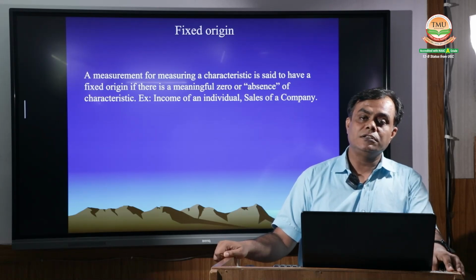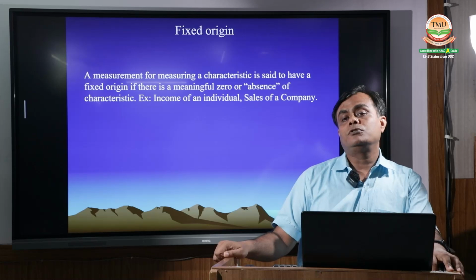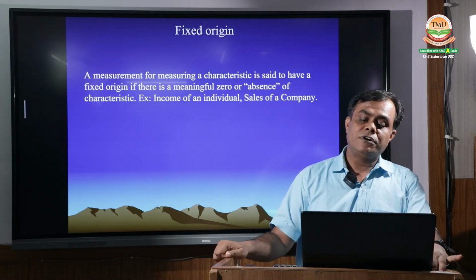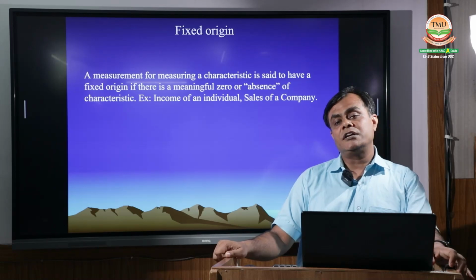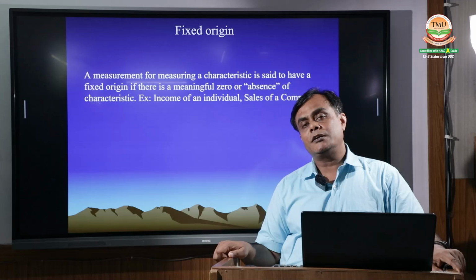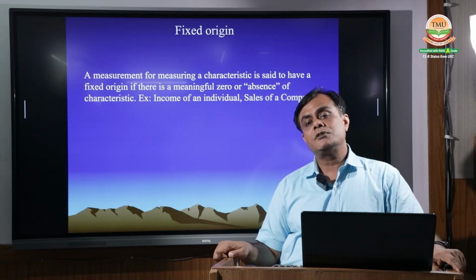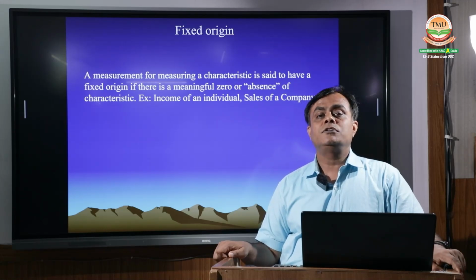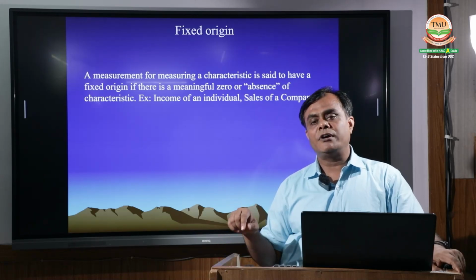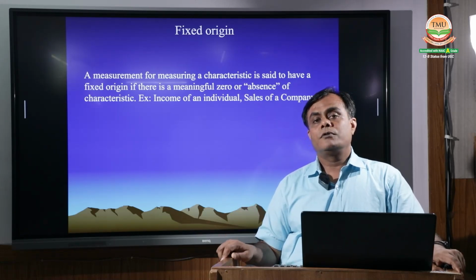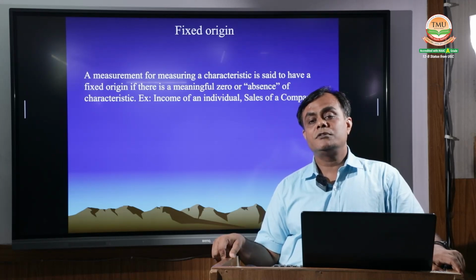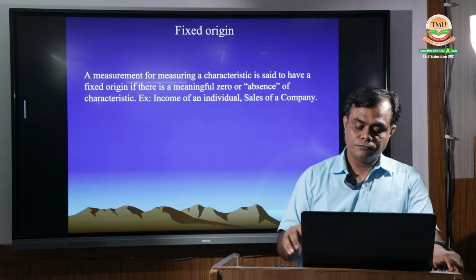So when you are starting the magnitude from 0 or from the absence, that is called a fixed origin, and after that if you are doing any origin, that is not called a fixed origin. In a graph also you can see that the origin of that graph starts with the 0, so that is also called the fixed origin. Suppose you are drawing an xy graph and it starts with xy, the point of origin is the point of 0.